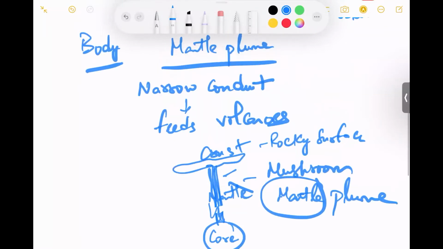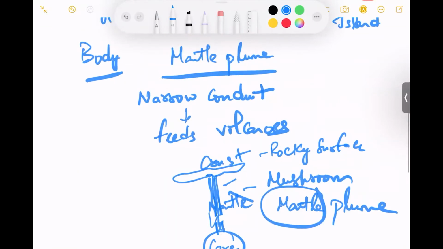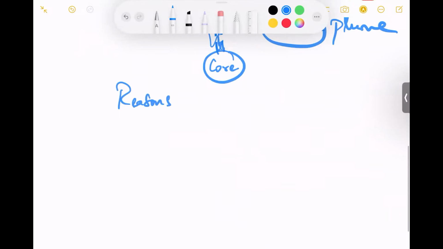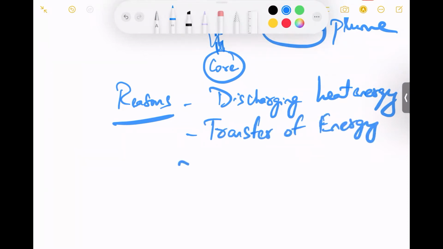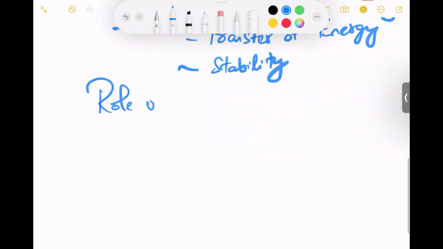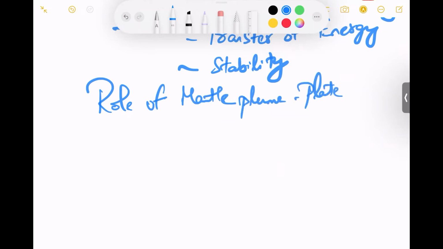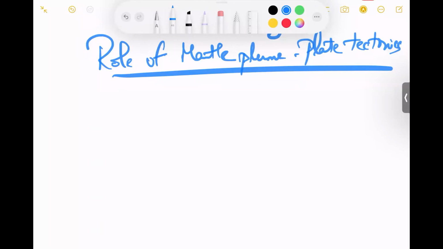Okay, so basically, what is the reason? Discharging heat energy accumulated inside the earth's surface, and then transfer of energy, and then the stability. Through transfer of energy, it attains a kind of stability. So these are the reasons. And then the next side heading is role of mantle plume in this phenomenon called plate tectonics. So who has proposed plate tectonics?